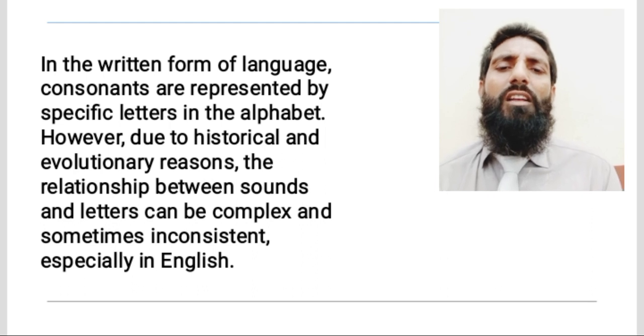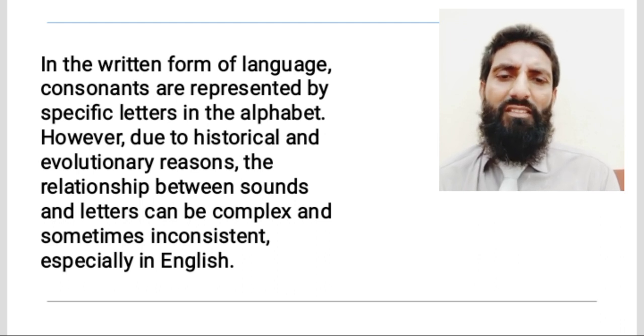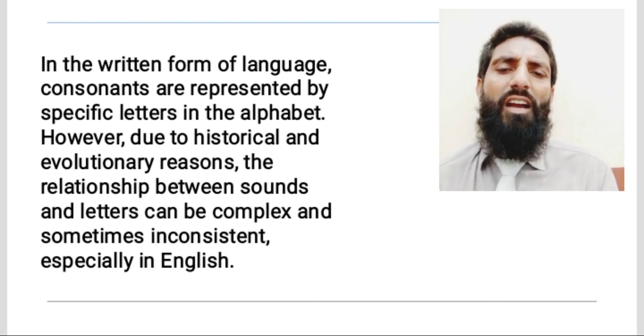In the written form of language, consonants are represented by specific letters in the alphabet. Yes, exactly. It's quite right that consonants are represented specifically and particularly by letters in the alphabet. However, due to historical and evolutionary reasons, the relationship between sounds and letters can be complex and sometimes inconsistent, especially in English.